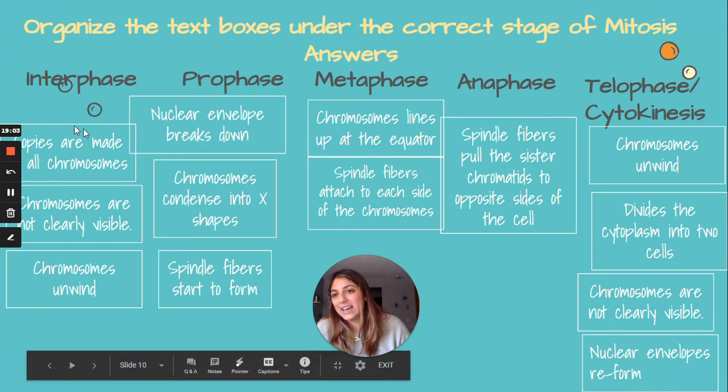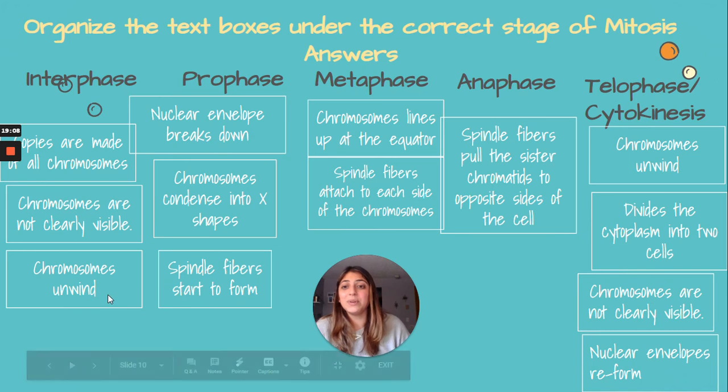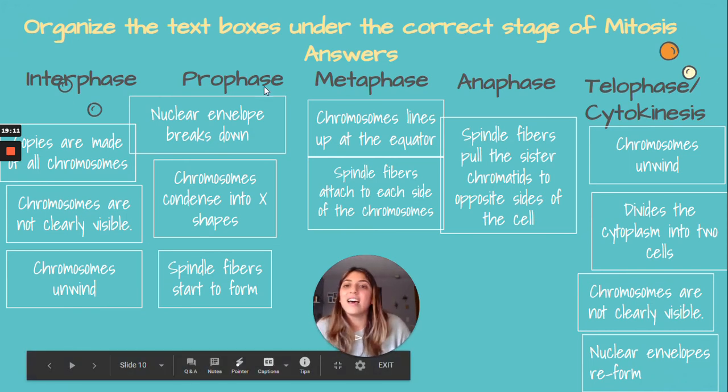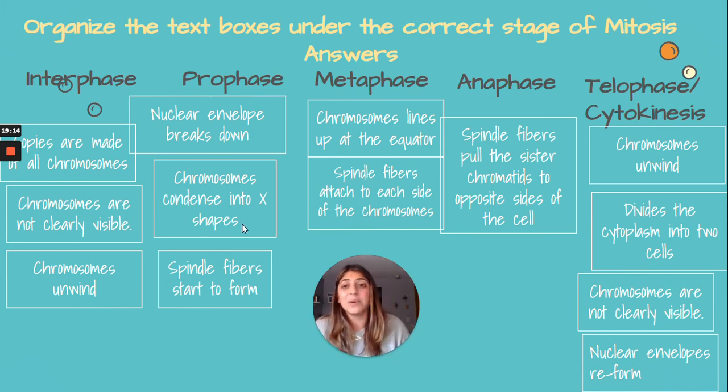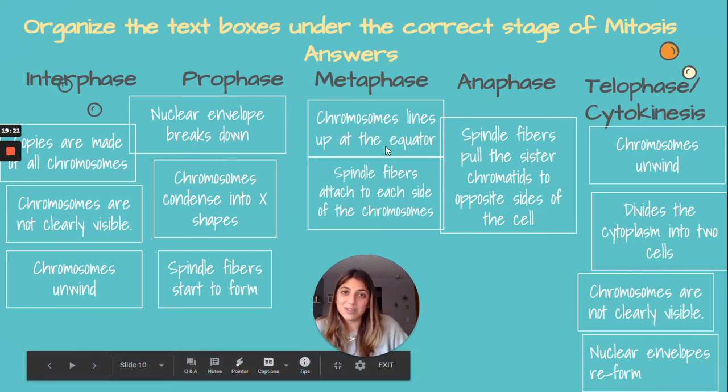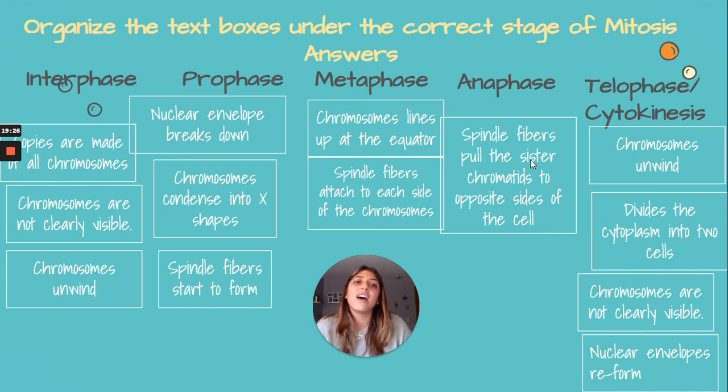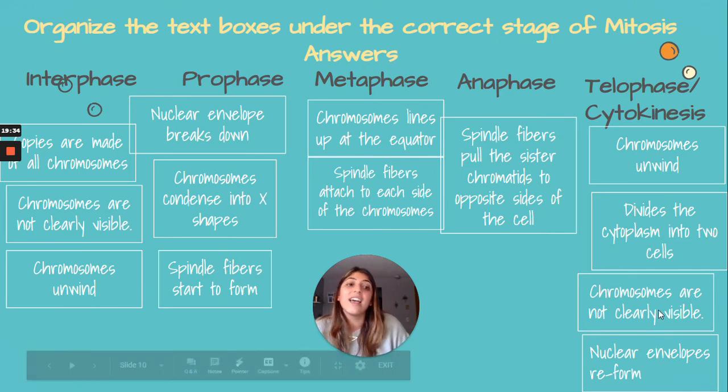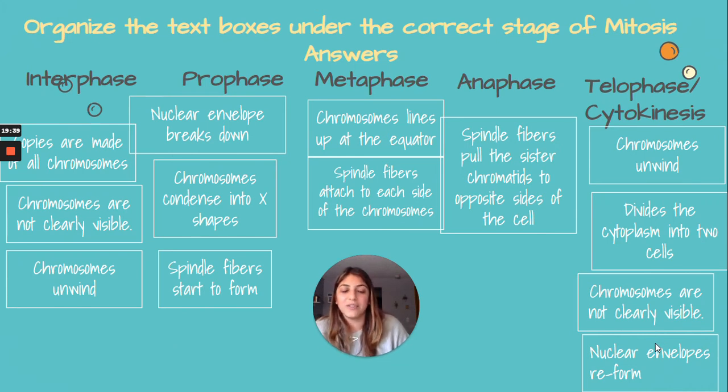Remember that in interphase the copies are being made, chromosomes are not visible, chromosomes are unwinding. In prophase, the nuclear envelope breaks down, the chromosomes are condensing into X shapes, and the spindle fibers start to form. In metaphase, those chromosomes are lining up at the equator. The spindle fibers are attaching to each chromosome. In anaphase, they're getting pulled apart. In telophase, the chromosomes start to unwind again. They divide into new cells. The chromosomes are nearly visible, or not clearly visible, and the nuclear envelope reforms.